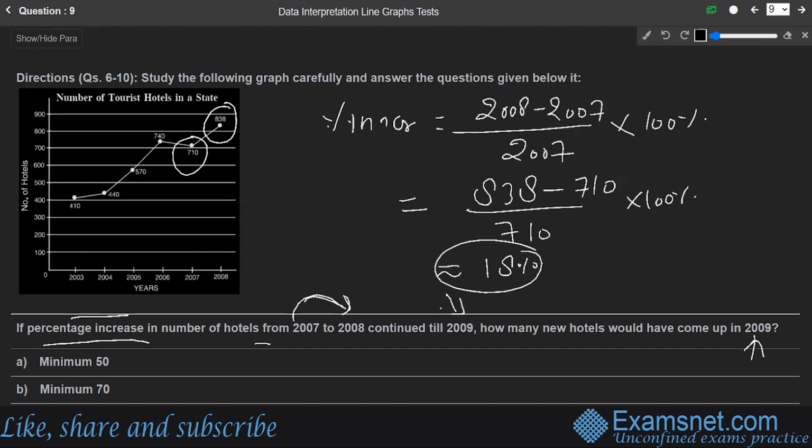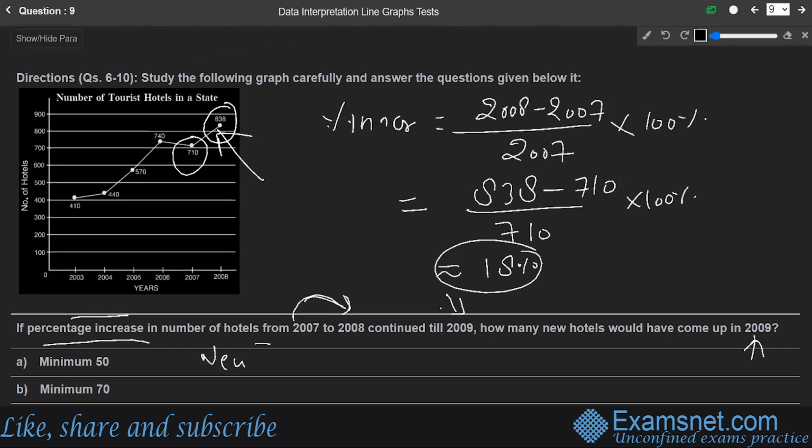Okay, then he wants us to find out how many total hotels will be constructed in the year 2009. That's what we are supposed to find out. So we have to find out how many new hotels will be constructed. New hotels constructed will clearly be 18% of the already constructed hotels in 2008, that is 838.